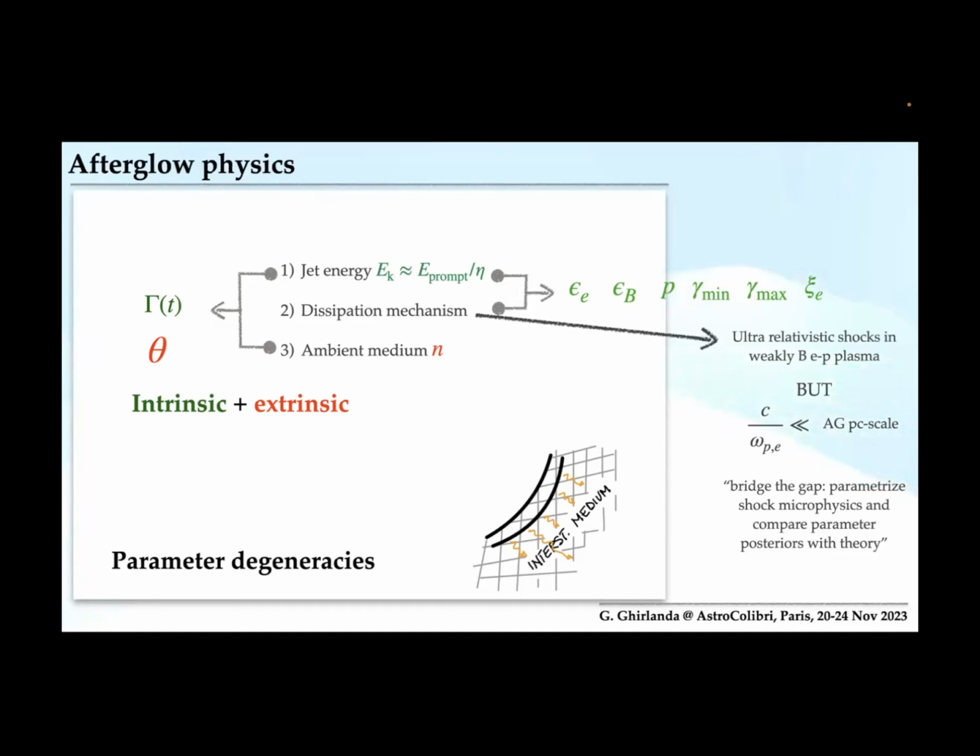So afterglow modeling is quite complex. We have several parameters there, which in a way encapsulate our ignorance of modeling in detail the physics which happens there. We have a set of intrinsic parameters describing what happens in the shock, such as the fraction of energy that goes to particles and magnetic field, how particles are accelerated, and the fraction of particles which are accelerated. But we have also some extrinsic properties, such as the orientation of the jet, again, if it is structured or not, and the density of the ambient medium in which it expands, which determines the dynamical evolution of the jet. So there are a lot of parameter degeneracies.